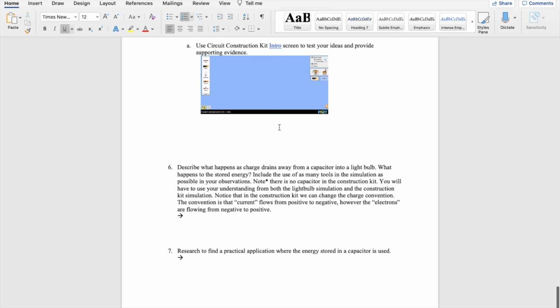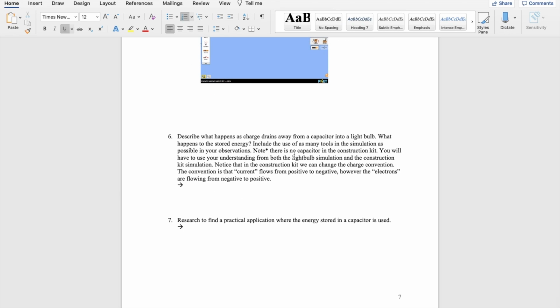And you just have to write those understandings over here. And so that's that. Again, at the end, research to find a practical application where the energy stored in a capacitor is used.